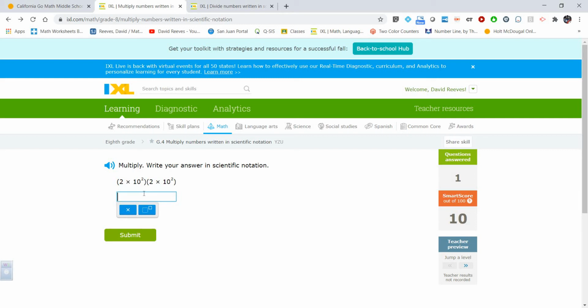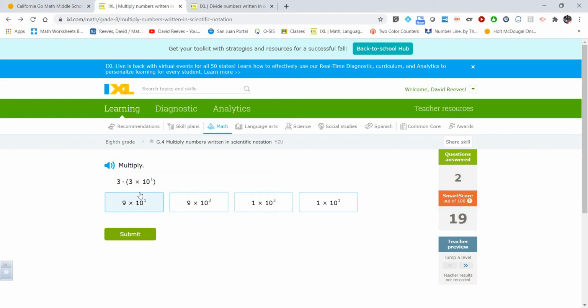All right, here we go. 2 times 2 is going to be 4, right? 4 times 10, because in scientific notation, the base is always 10. And then the exponent is going to be 2 plus 2, which is 4. Awesome.